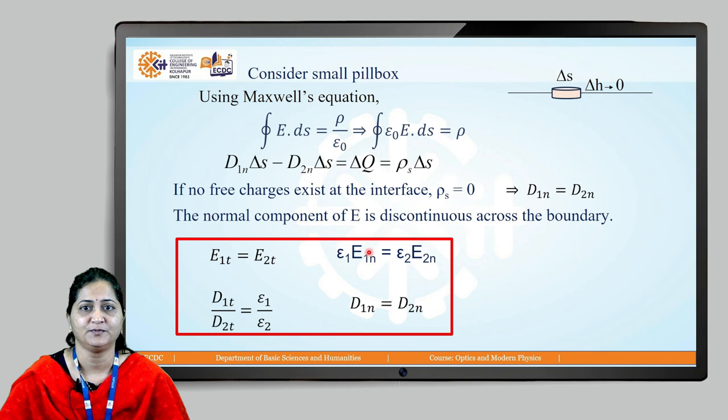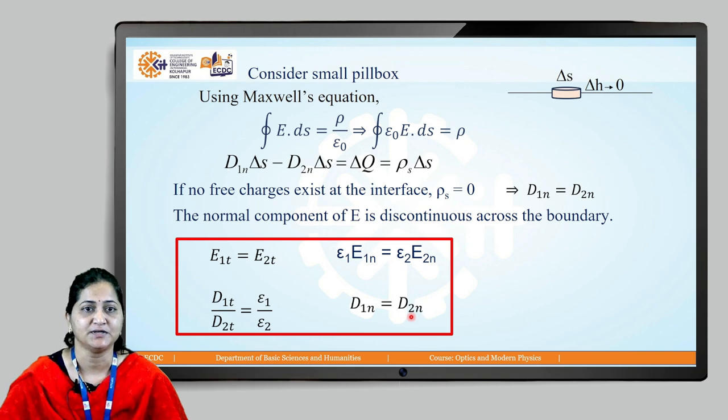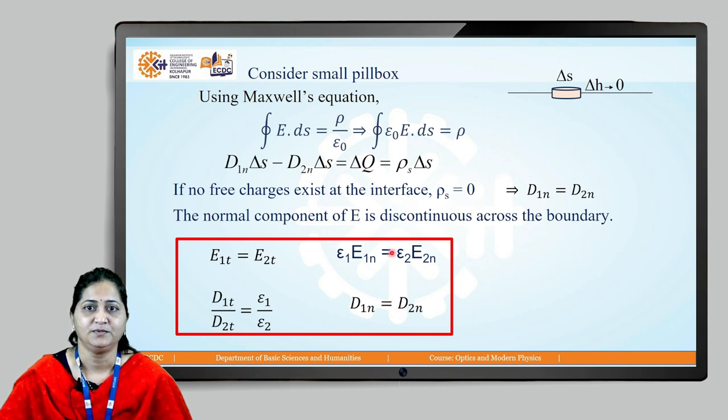So we have our four boundary conditions. E1t is equal to E2t, which we derived by considering a small circuit. From the same equation, we derived the second condition, that is D1t upon D2t equal to epsilon 1 upon epsilon 2. Using a small pill box, we obtained D1n equal to D2n, that means the normal component of the displacement field is continuous. And from the same equation, we obtained the fourth boundary condition, that the normal component of the electric field is discontinuous across the boundary. So these are the four boundary conditions for the electric field at a dielectric interface.